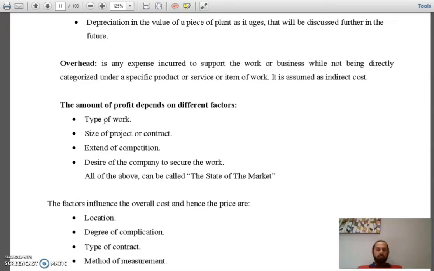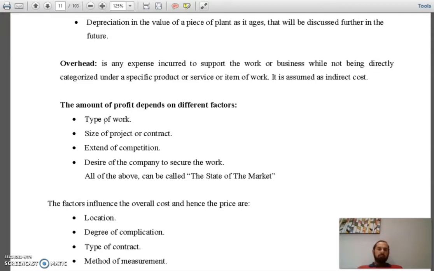If you have different competitors, you are urged or obliged to reduce your price or your profit in order to get the contract sometimes. And the other factor, type of work, depends on the work: if it's easy, simple, or hard to execute. Desire of the company to secure the work.